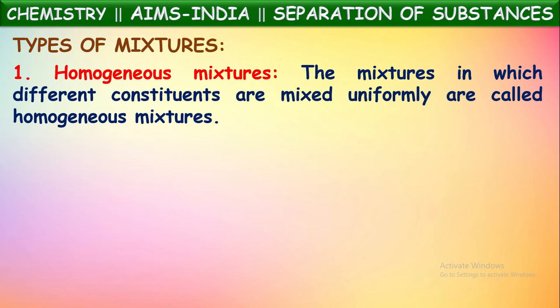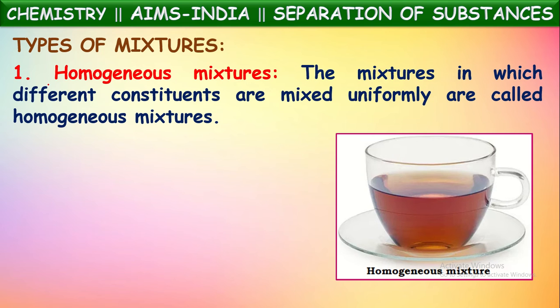Now, how many kinds of mixtures are present? Mixtures are of two kinds based upon the composition of the components in them. Mixtures can be classified into two types. One of them is homogeneous mixtures. The mixtures in which different constituents are mixed uniformly are called homogeneous mixtures.